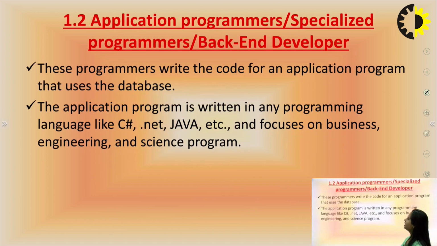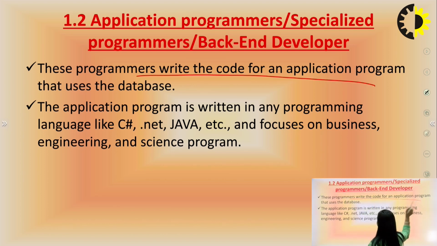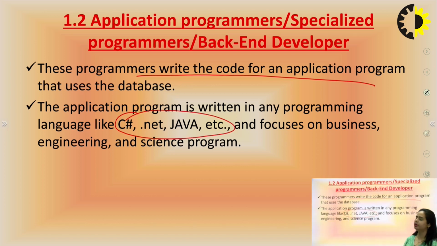Next is your application programmer. Application programmers are basically responsible for technical programming and for making the structure of the database management system. So these programmers write the code for an application program. The languages they may use are C, C++, C#, .NET, Java, Python, etc., and they focus on business, engineering and science programs. Basically, they are the developers.